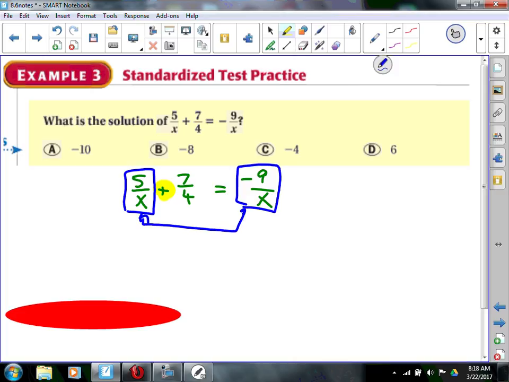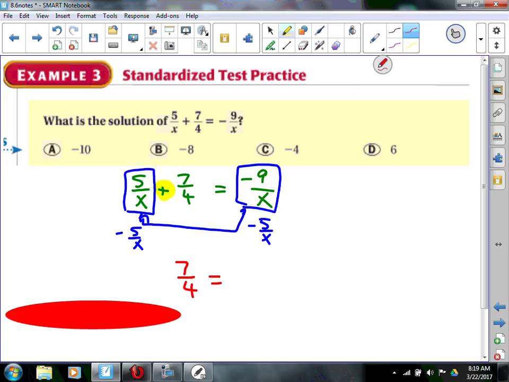So you want to subtract the 5 over x from both sides of the equation? That's a great idea. Subtract 5 over x from this side, subtract it from this side. So let's see what happens. 7/4 is still going to be 7/4. And we have -9 over x. We're subtracting from it -5 over x. Be careful.